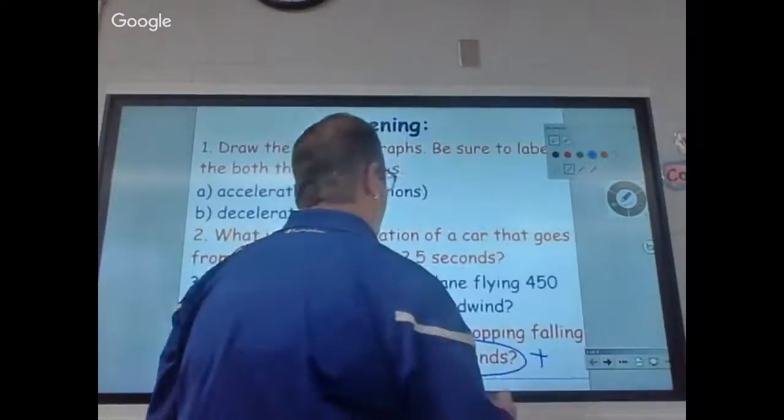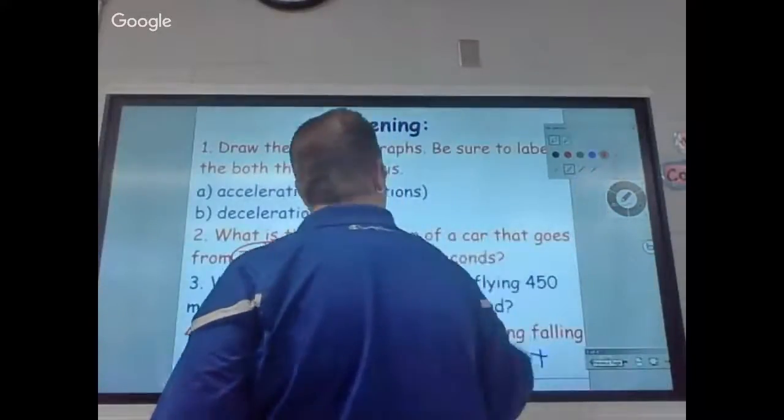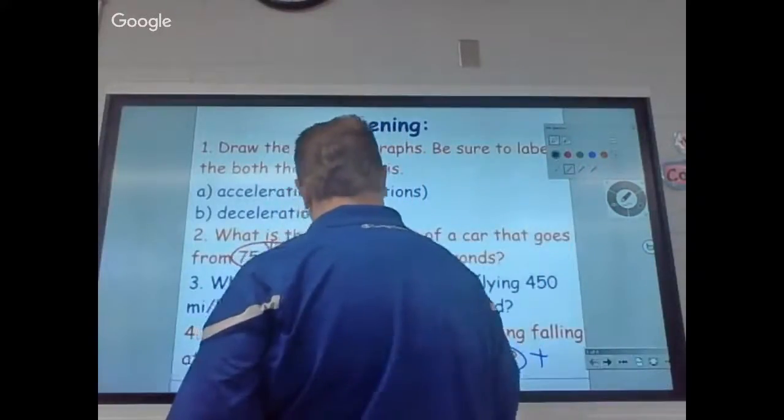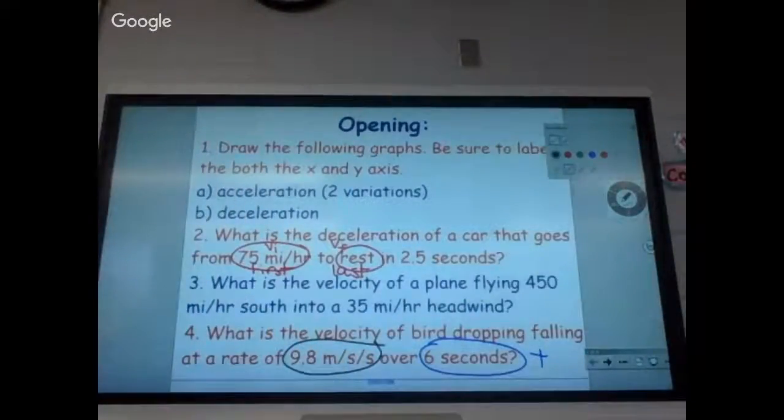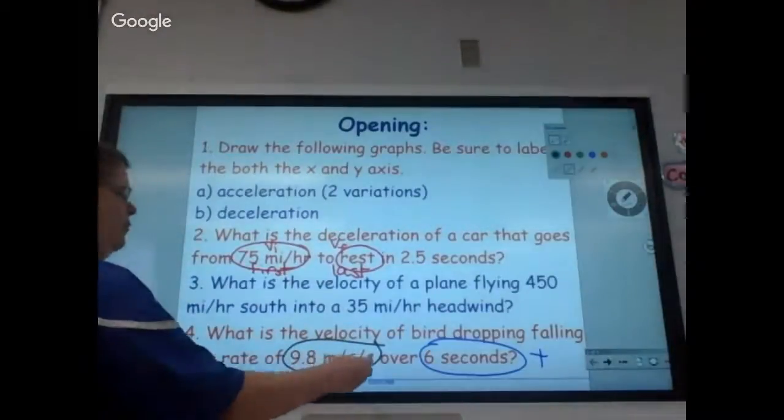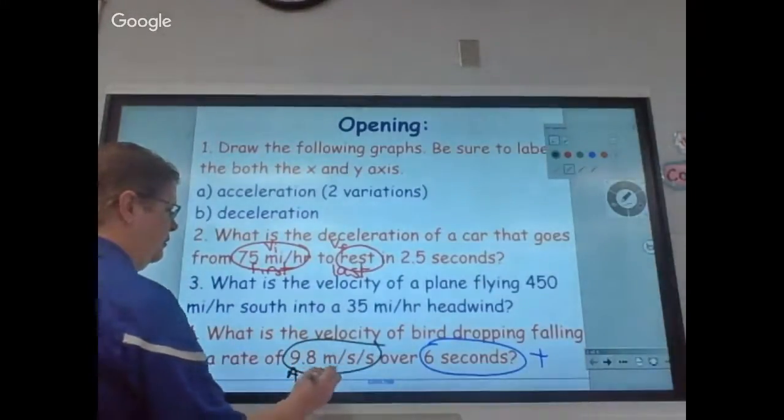The question of the day is, what is this thing right here? Anybody know what that is? Nigel, what's that 9.8 meters per second? I said, what is this? What do you think it is, Jose? It is acceleration. Okay? It's meters per second per second. It is acceleration.